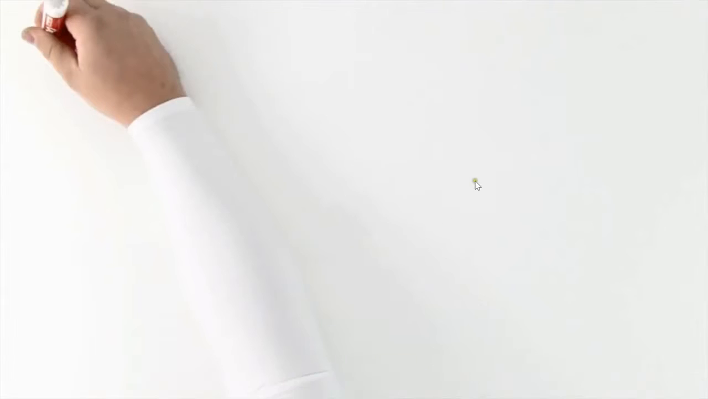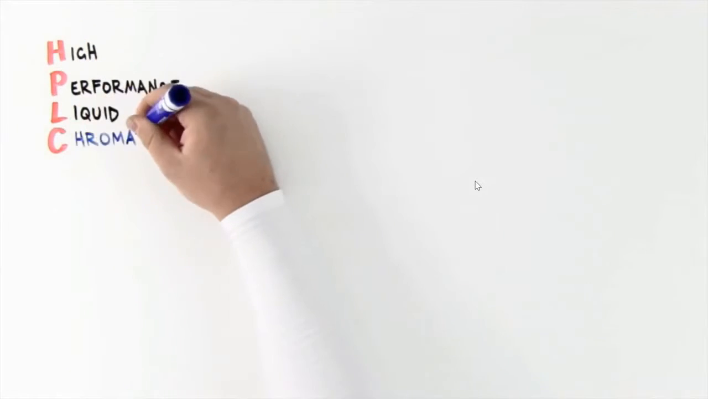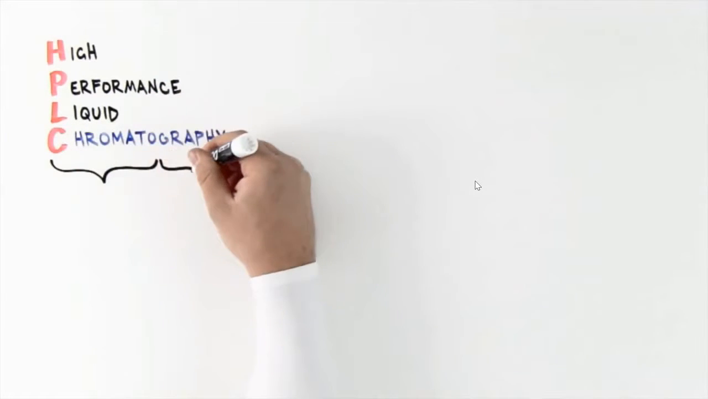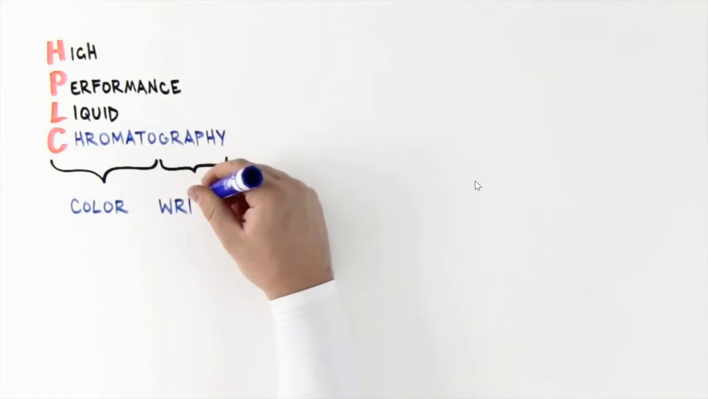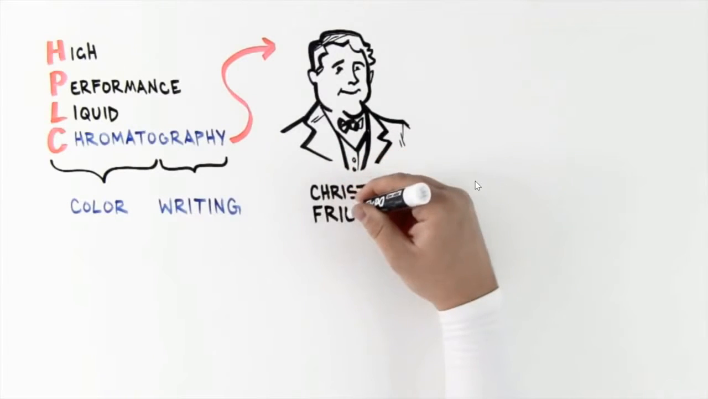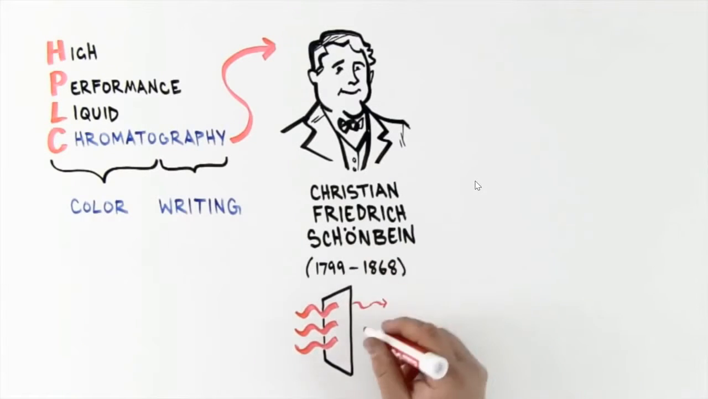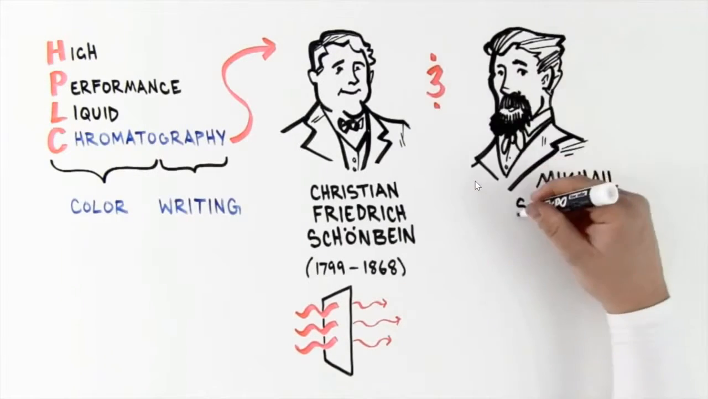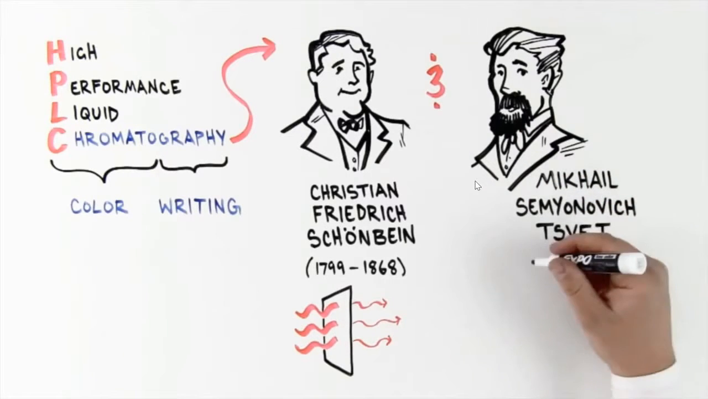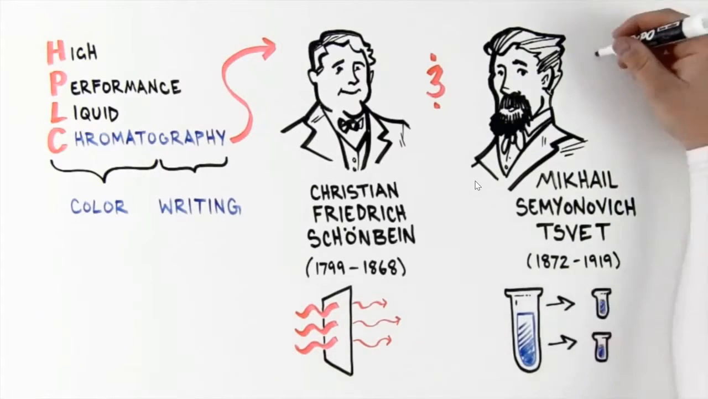For the beginning, I want to talk about the introduction of the HPLC. HPLC is an acronym for High Performance Liquid Chromatography. The word chromatography literally means color writing. HPLC was pioneered by Christian Friedrich Schönbein, 1799 to 1868, who began moving substances through filter paper, and also the Russian scientist Mikhail Tswett, 1872 to 1919, who separated plant pigments in a calcium carbonate column.